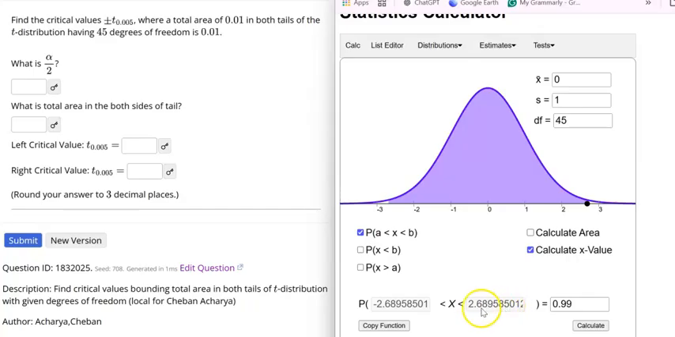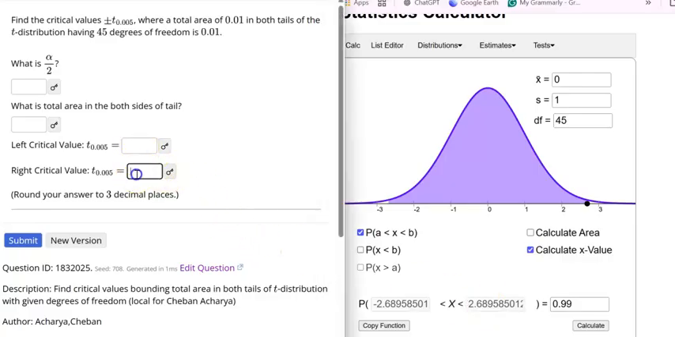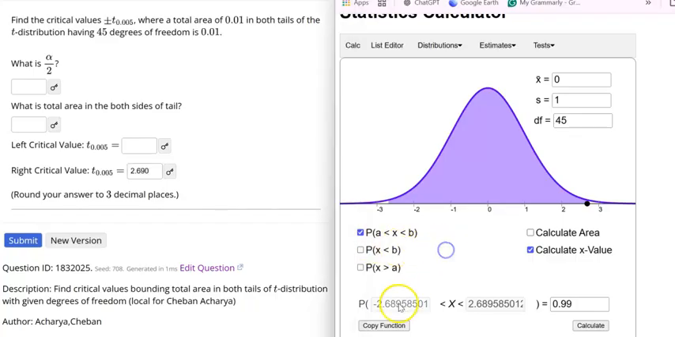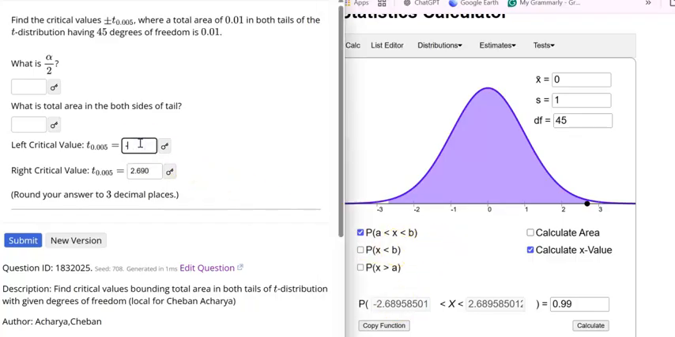2.689585 is the right critical value, but rounded to 3 decimal places, the third digit is 9. Because of the 5, this 9 is going to be 10, and this 8 is going to be 9. That means 2.690. That's the right one. The left is going to be just the negative of that, negative 2.690. That's how you find the critical value.